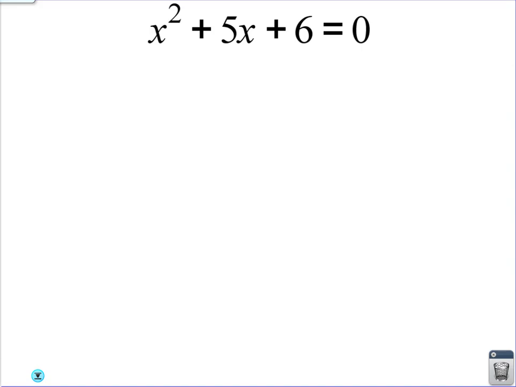So now with all that said and done, let's go back to the problem up here. X squared plus 5x plus 6 equals 0. Step number 1, your second method of solving a quadratic equation is by factoring. We take x squared plus 5x plus 6, and we're going to break it apart. And that's what we just did. X and x. Two numbers that add to give me 5 and multiply to give me 6 were a positive 2 and a positive 3.